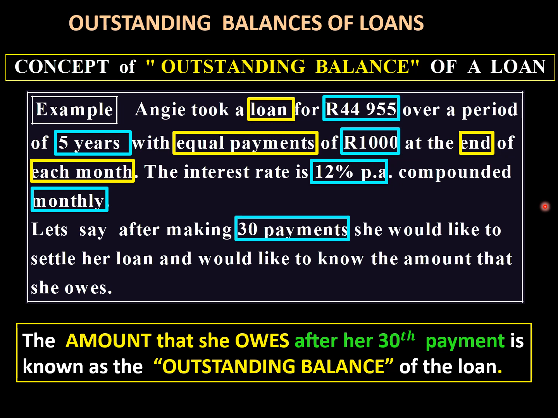But let's say that after making 30 payments, she would like to settle her loan. And we'd like to know what is the amount that she owes. Now this amount that she owes after having made the 30th payment is known as the outstanding balance of the loan. So we're going to look at this and show you how we can go about calculating an outstanding balance.